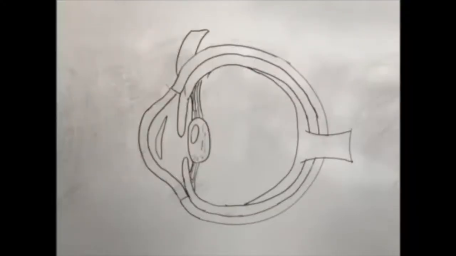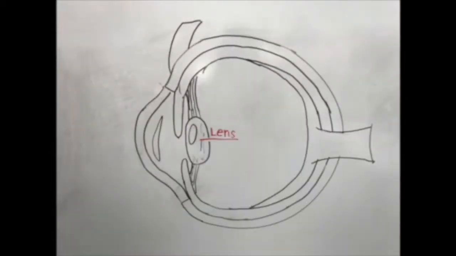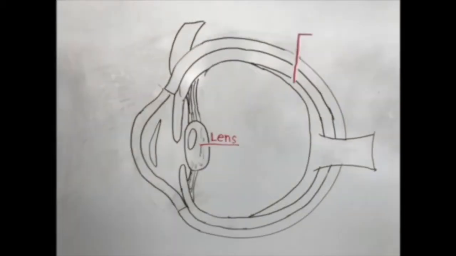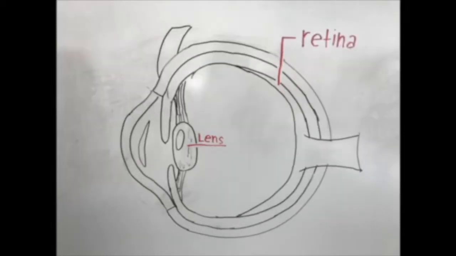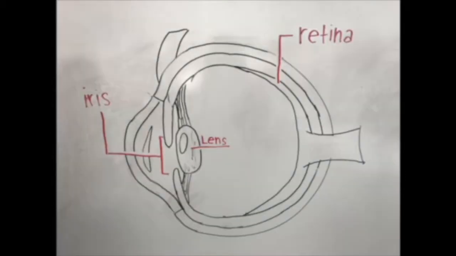Your eyes work similar to a camera. Light from something you're looking at passes through your cornea, which refracts and focuses the light. The iris controls how much light enters, and the retina picks up the image upside down. If you wear glasses or contacts, they do the same thing to help your eyes see clearly.